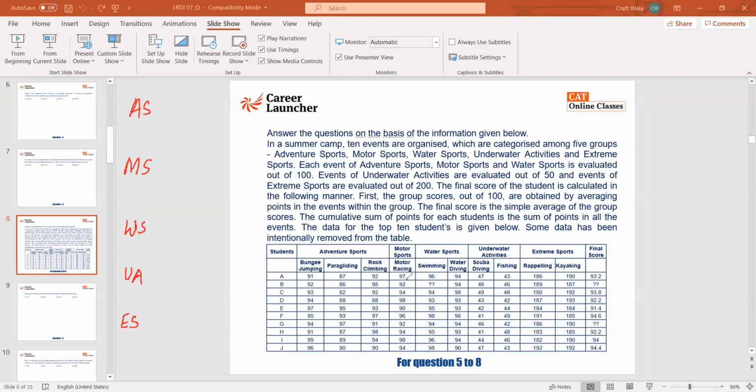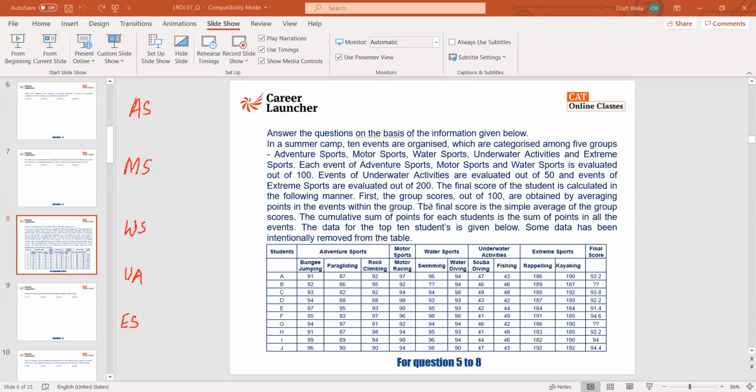Motor sport is already out of 100 and apart from motor racing there is nothing else, so no addition, no division here. Water sports are 2 out of 100, which means this is out of 200. So I will add this and divide by 2 so that it becomes out of 100. Underwater activities, both are out of 50 each, so the total anyway becomes 100. So I will just add this, no division required here. Extreme sports are out of 200 each, which means the total if I add them will be out of 400. So I'll have to divide by 4.